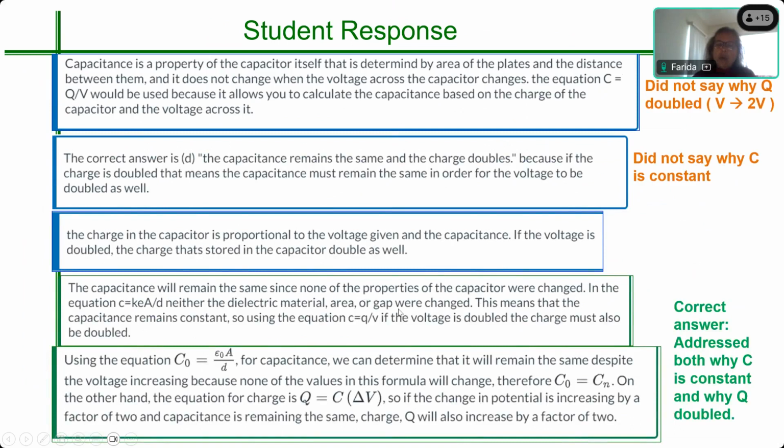They address both why the capacitance should stay the same, and also, using the equation that C is equal to charge divided by voltage, if the voltage is doubled, then the charge must also double, so capacitance stays the same. And the last one I like: the student went on to show with equations why everything stays the same, and then shows again with equations that if capacitance stays the same, when you're doubling the voltage, then the charge must also double.